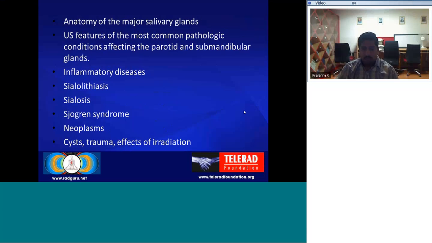So what are we going to discuss today? This is a brief list of what I am planning to discuss. First, we'll start with basically a small note on the anatomy of the major salivary glands. Then ultrasound features of the most common pathological conditions, starting from the inflammatory disease to the neoplasms.